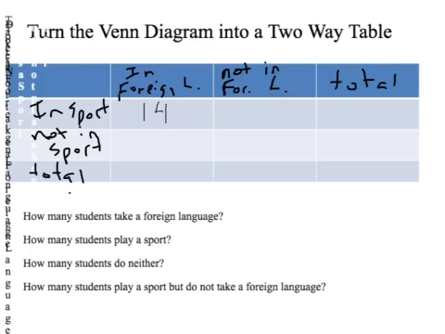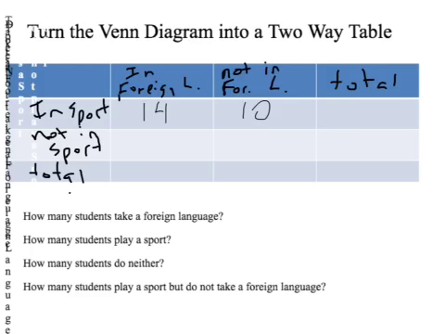If I go to my next, let's go to the right, I want a number that is in the sport but not in the foreign language. So if we look at the Venn diagram, people who are in sports, not foreign language, that stood for 10 students. And then to get our total at the end, we just want to add straight across. 10 plus 14 would be 24 students that played in sports.